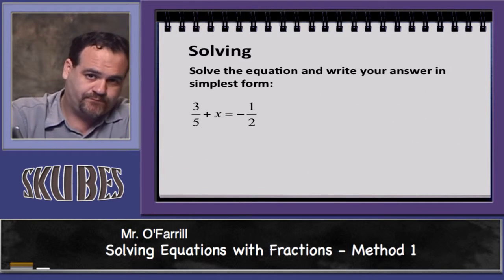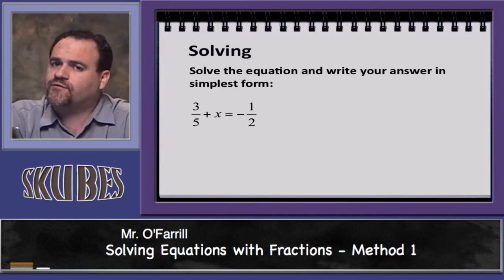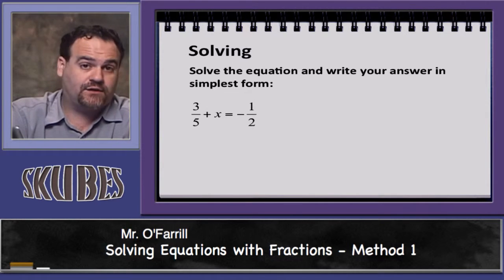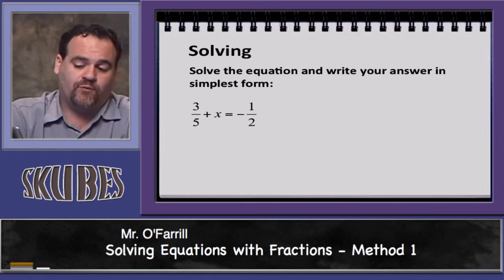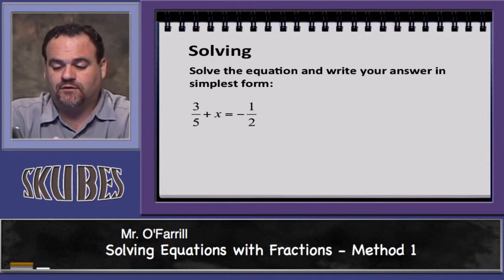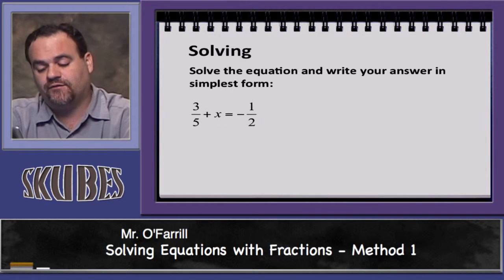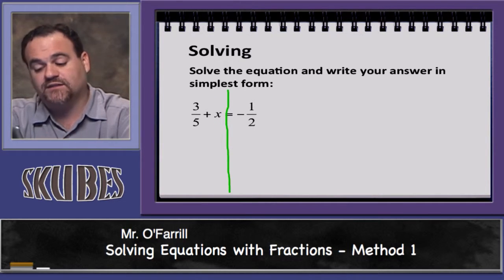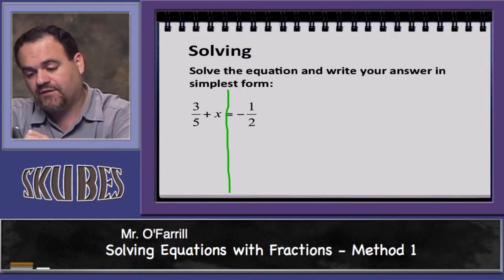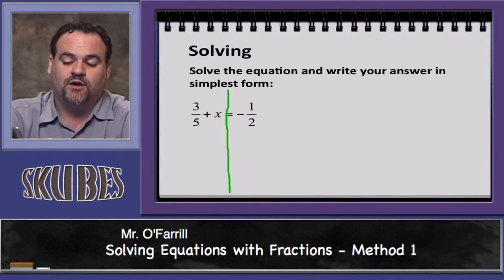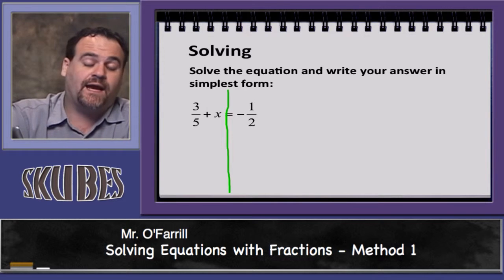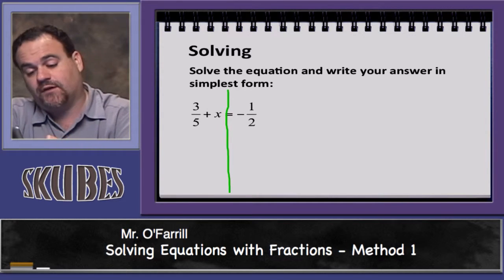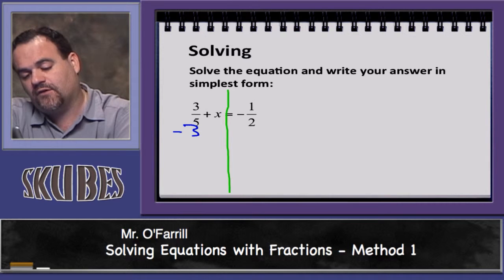Now for this next one, we don't have the benefit of the fractions already being like terms. But we're still going to treat it the same way. We have a positive 3/5 plus x equal to a negative 1/2. I'm going to go ahead and put in my balance line. And everything I do on the left side, I have to do on the right side. We have a positive 3/5 that's being added to x. So we're going to combine that with a minus or negative 3/5.